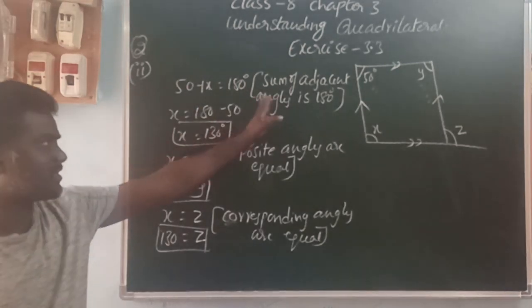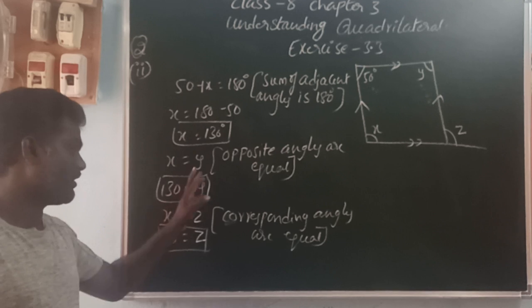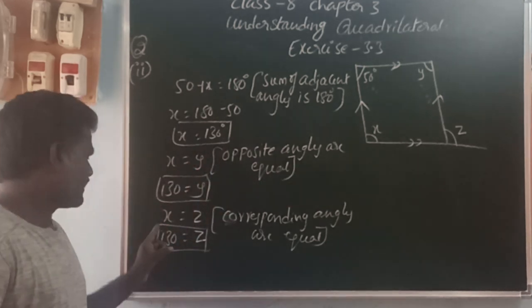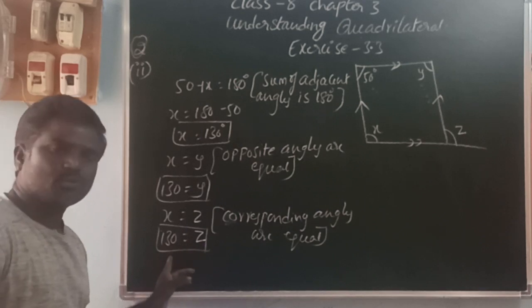How can we get it? The sum of adjacent angles is 180. Next, x is equal to y. y is equal to how much? 130. Why? Because opposite angles are equal. Next, x is equal to z. Why? Corresponding angles are equal. That is, z is equal to how much? 130.